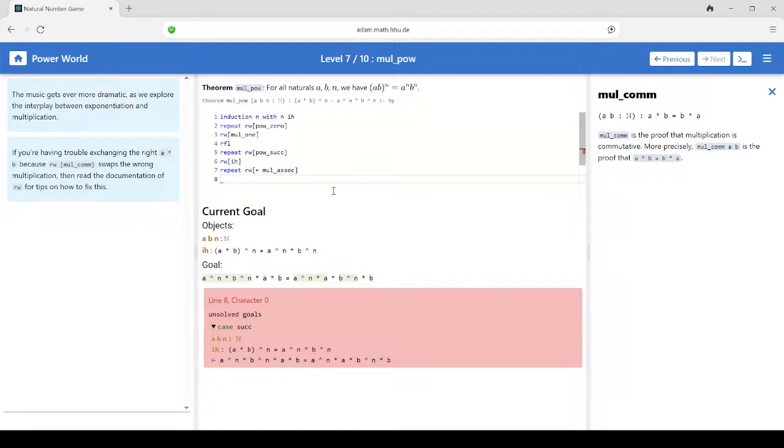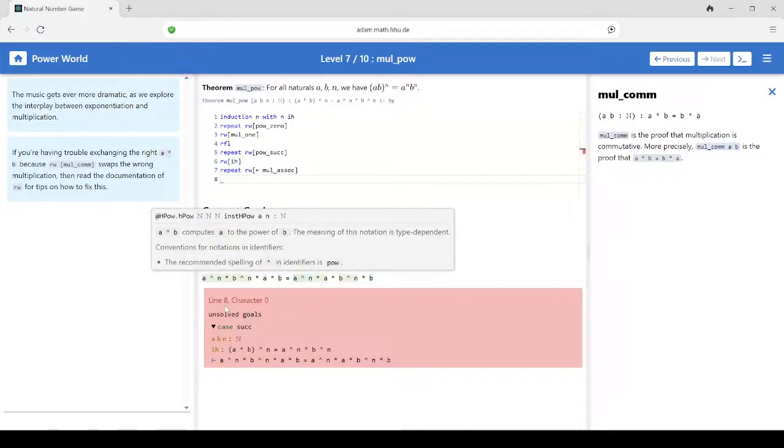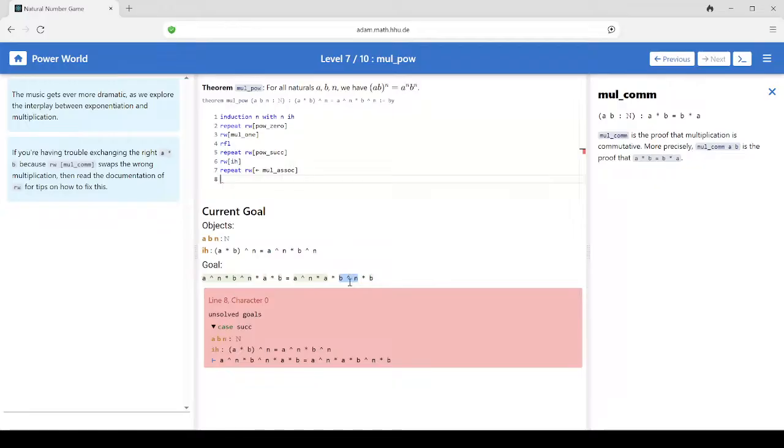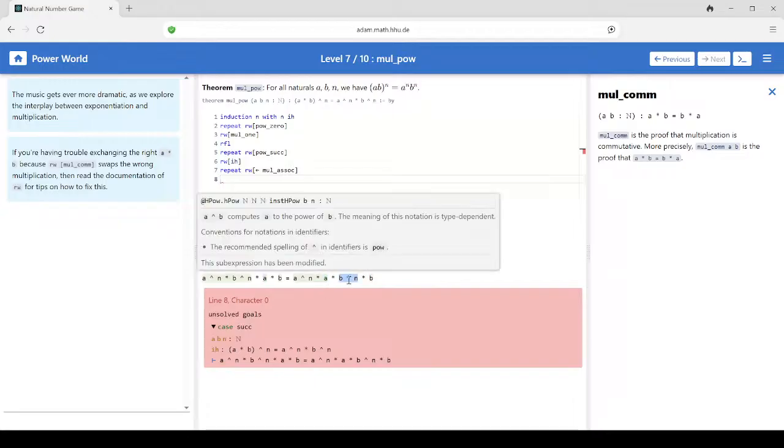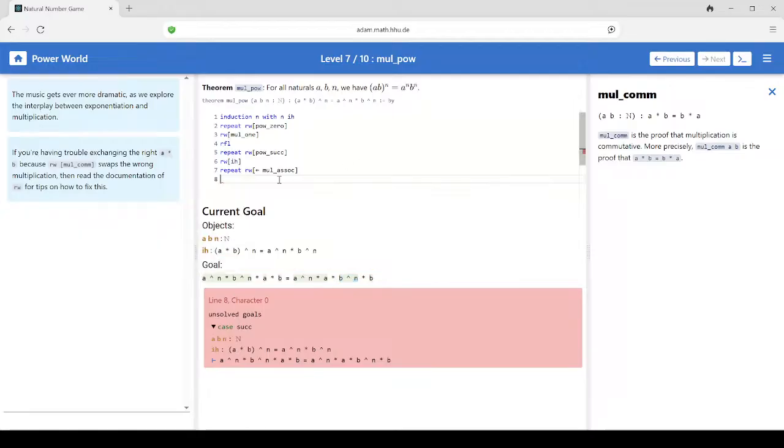Okay, we're very, very close. A to the power of n, a to the power of n, b to the power of n, b to the power of n, a, b, b. We're literally so close. We just need to rearrange like this a, or this b to the power of n. That's all we need to do.